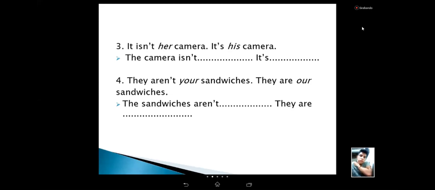Adjective and pronoun. Yes, exactly. Equal. Number four, they aren't your sandwiches. They are our sandwiches. Number one, the sandwiches aren't yours. Sandwiches aren't yours, ¿verdad? Yours. They are.